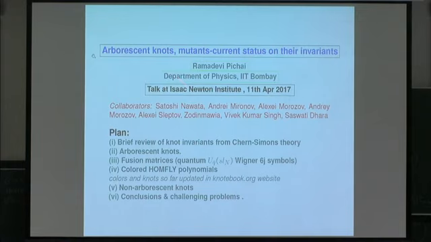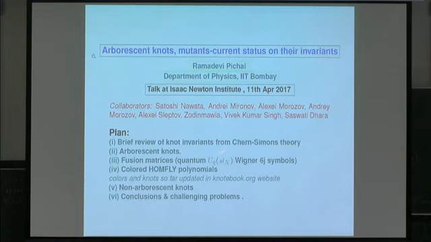ago I got to know what arborescent knots are, so I thought I should put this in the title. Of course, mutants is a debatable area. I've had a lot of interaction with the mathematicians about it, but the way we see it from physics, and what the current status is, we keep updating in the knotebook.org all the polynomials.